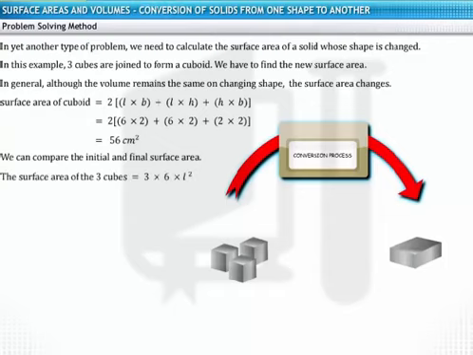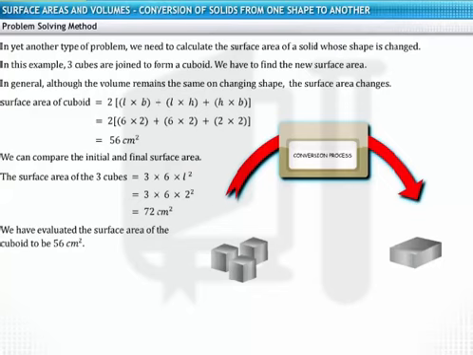It is interesting to compare the areas for the initial and final shapes. The surface area for the 3 cubes is equal to 3 × 6 × L², where L is the length of the side of a cube. This evaluates to 72 square centimeters. We have evaluated the surface area of the cuboid to be 56 square centimeters. As is evident, the areas are not equal.